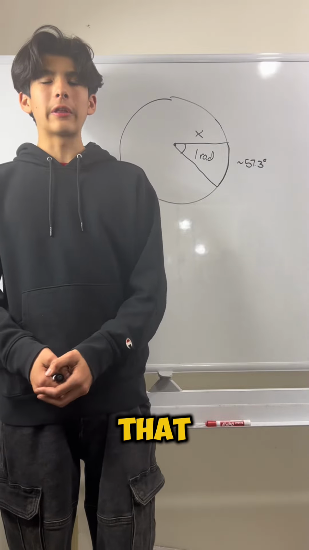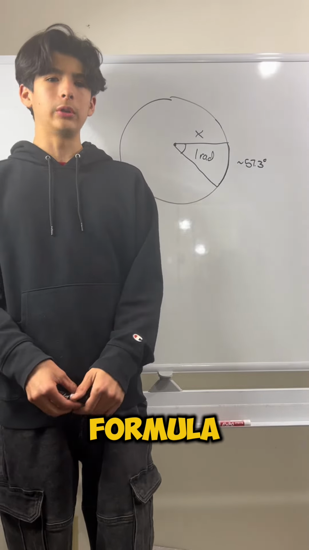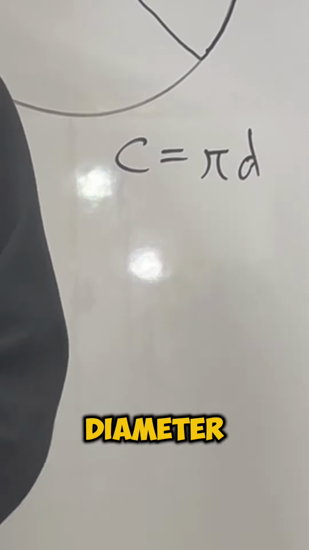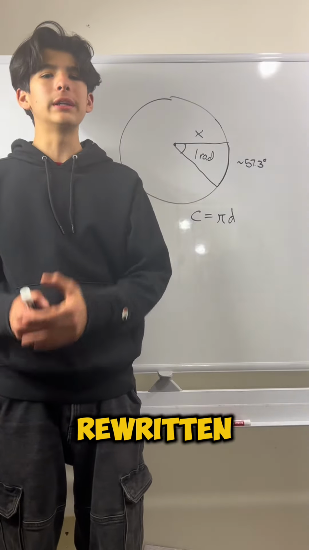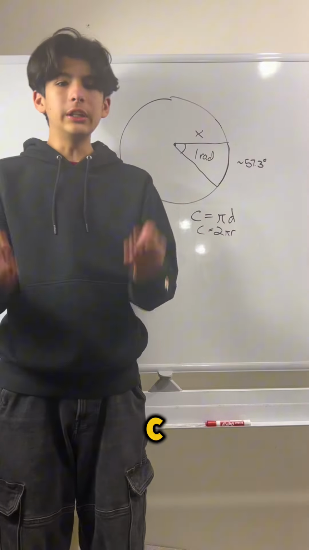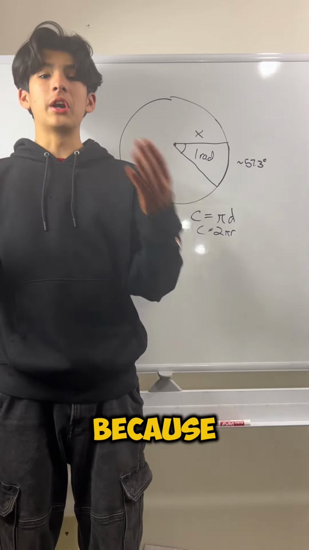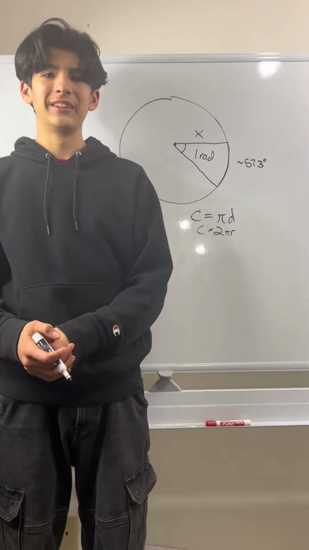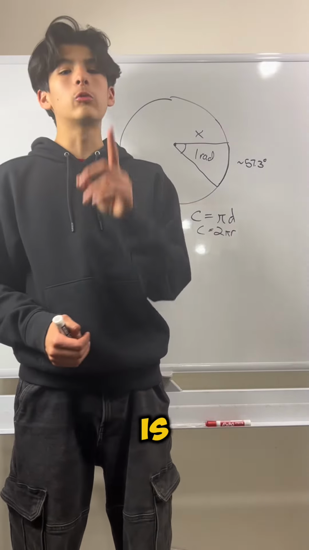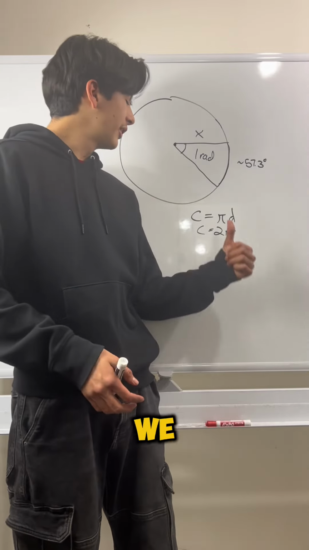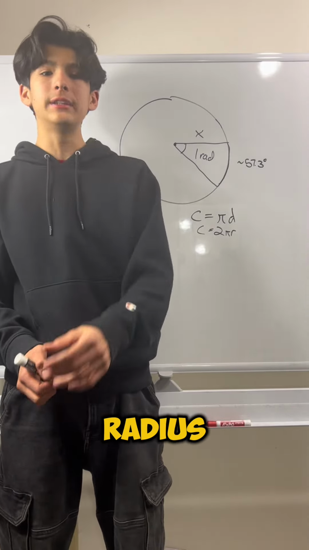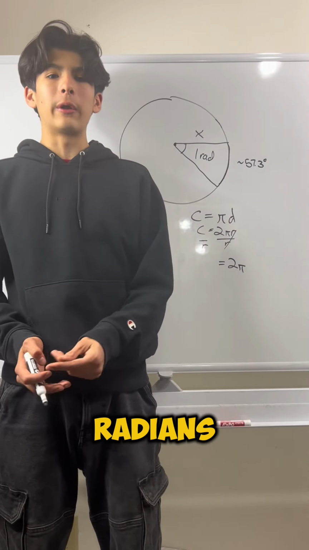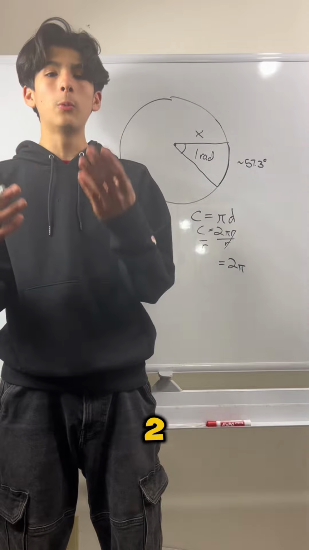Well, in order to figure that out, let's use a really common formula. Circumference equals pi times diameter. Now, this can be rewritten as C equals 2 pi radius because a diameter is just equal to 2 radiuses, or radii. Now, we know that this arc length is 1 radius, so we could just divide both sides by the radius. And we'll get that the total number of radians in a circle is about 2 pi.